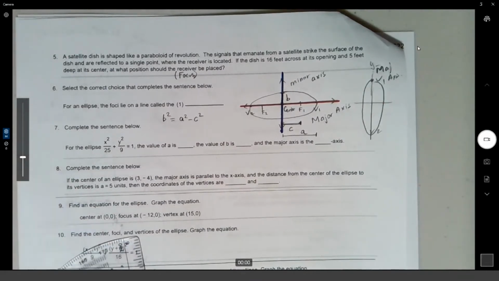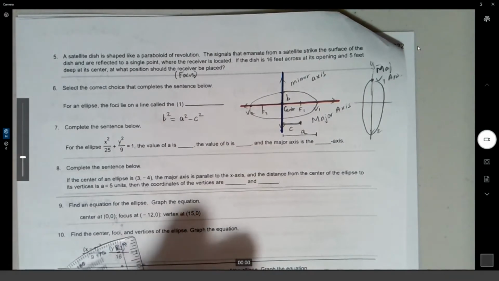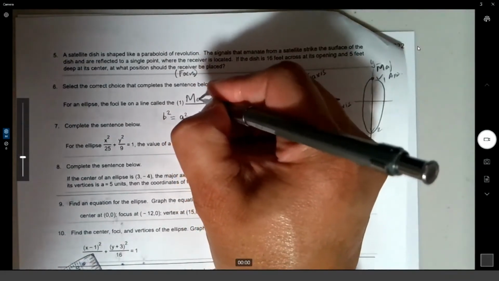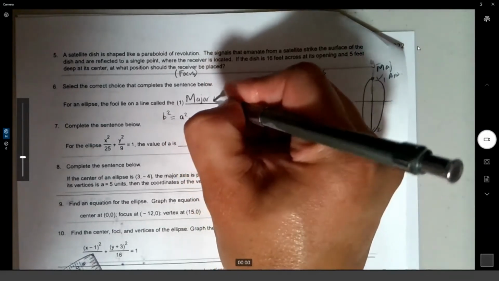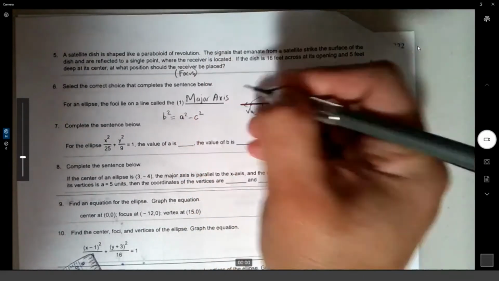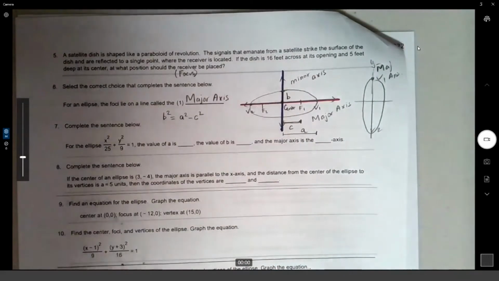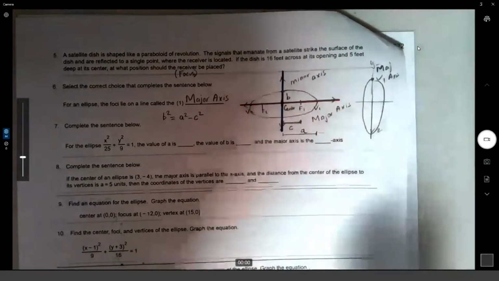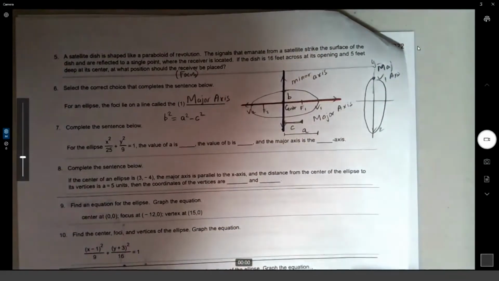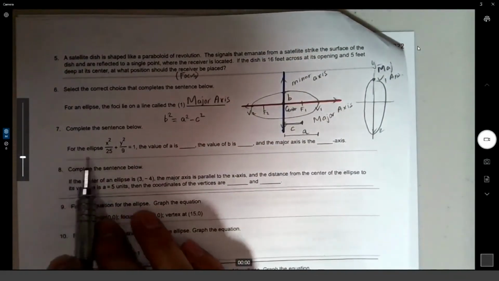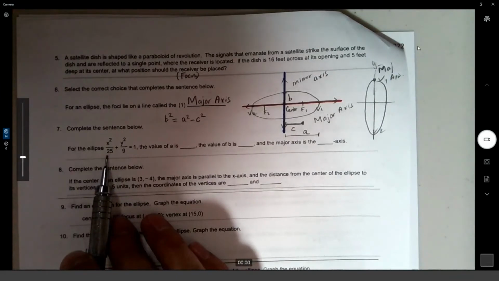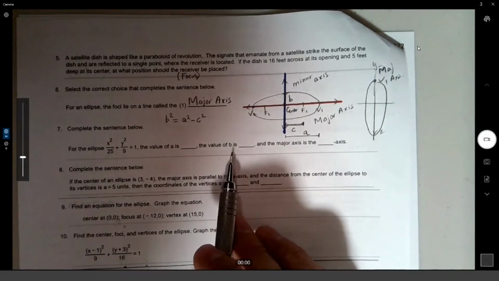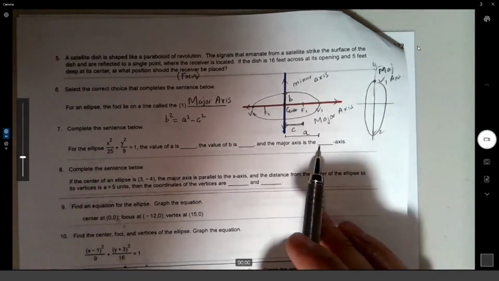All right, so let's see what we could do with this information and try to answer question 7. Okay, so the answer here was major axis. So in number 7, we have the equation of an ellipse where the value of A is blank, the value of B is blank, and the major axis is also blank.